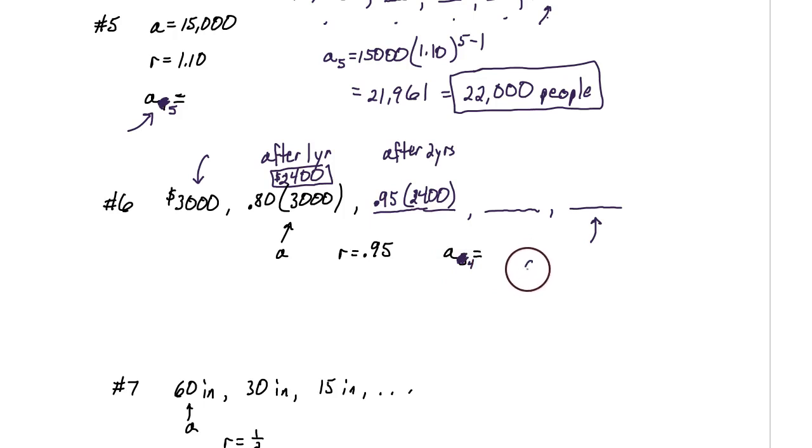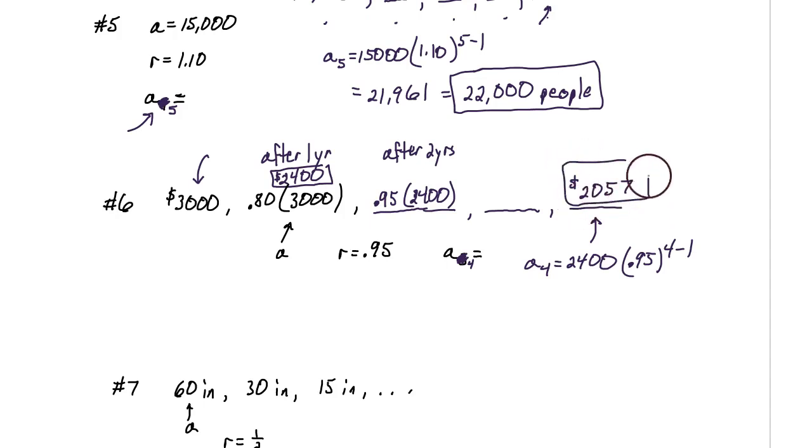Let's use our formula. A sub 4 is equal to the starting value, 2,400, times 0.95 to the 4 minus 1 exponent. After 4 years, the car will only be worth $2,057.